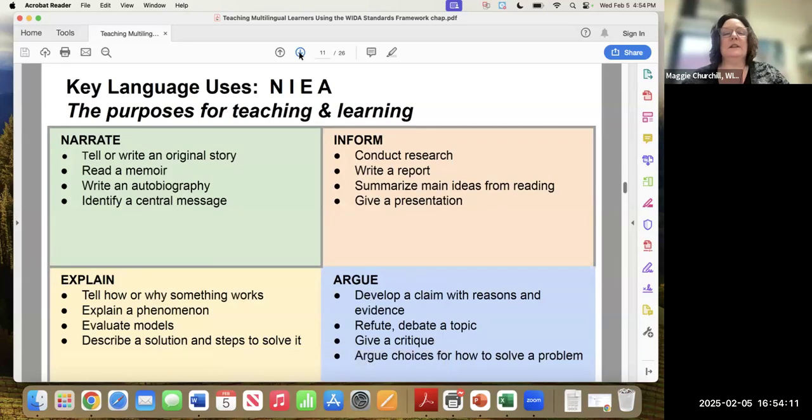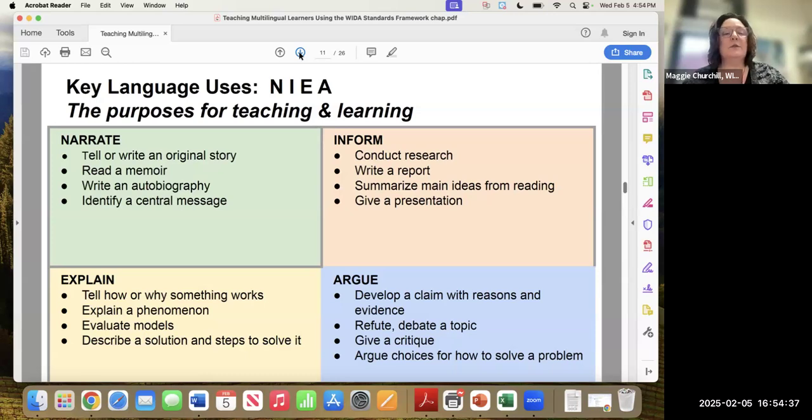So just a little bit on the examples of the key language uses. Key language uses are, basically, my method of attack when I'm planning units. I look for, okay, what are the primary key language uses that we want to address in this unit? And it's going to be one of the four, or it could even be more than one: narrate, inform, explain, and argue. So these are just examples of the kinds of things that we ask kids to do.